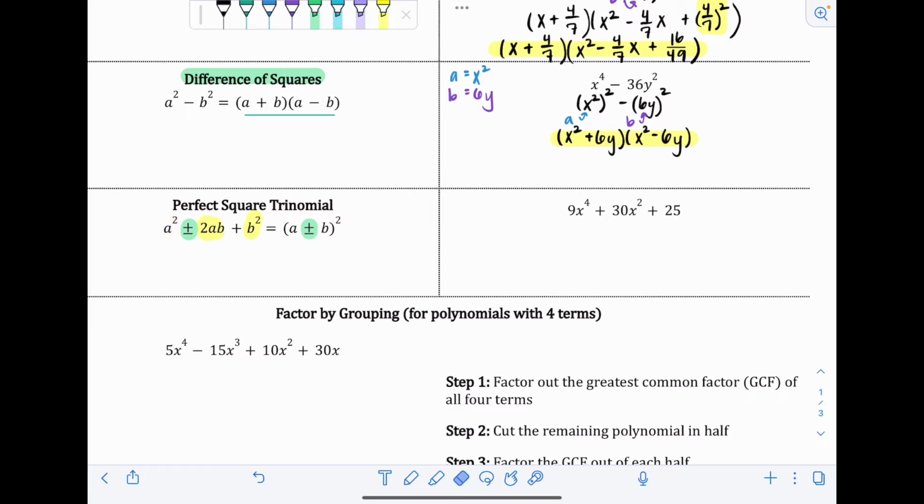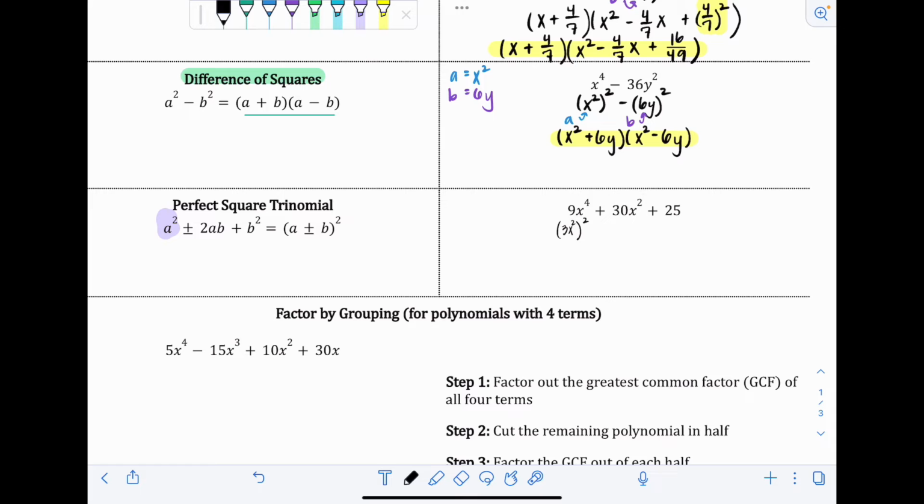So let me erase some of this. The first term, 9x to the fourth, is in the spot of my a squared. So I want to rewrite that as a quantity that is being squared, something in parentheses squared. And the thing that's being squared, to simplify to 9x to the fourth, would have to be 3x squared. Let me write that a little bit smaller. So the quantity that is being squared to make it equal 9x to the fourth is 3x squared.